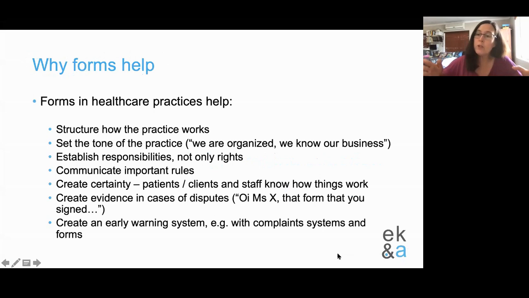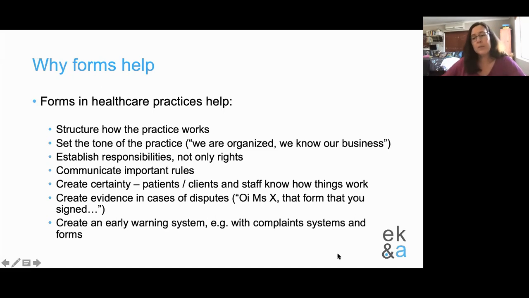The forms help you structure your practice. So everybody knows this practice works in this particular way. And one can even make a lot of things electronic nowadays. People can, for example, complete forms prior to visiting the practice. So it's really a way of streamlining the practice. It also sets the tone of the practice. So it kind of says we're organized, we know what we're doing. And one of my pet hates is if you're in a practice and there are 20 different forms, all in 20 different fonts with 15 different logos. So forms are a way in which you portray that I run a professional practice and I know my stuff.